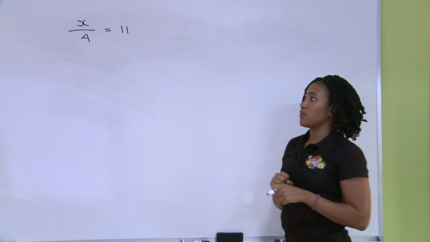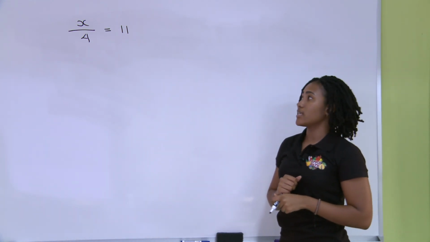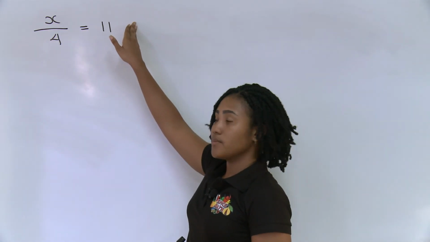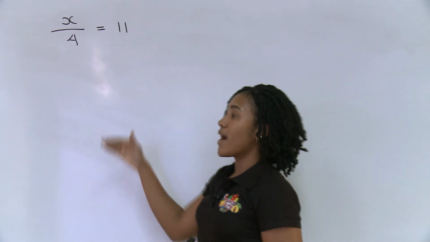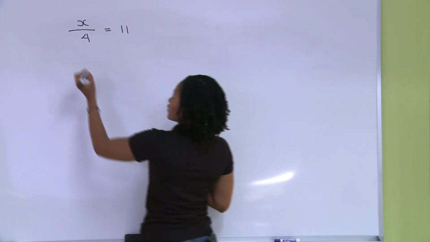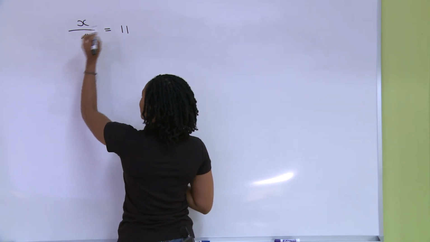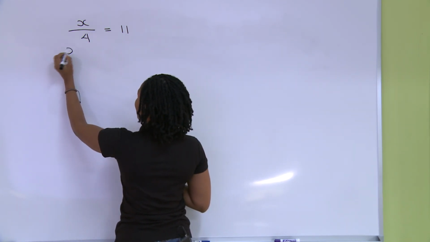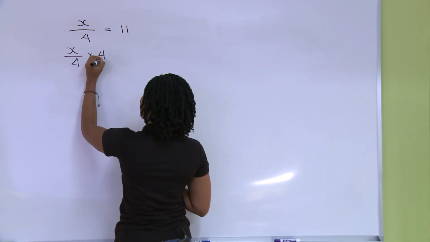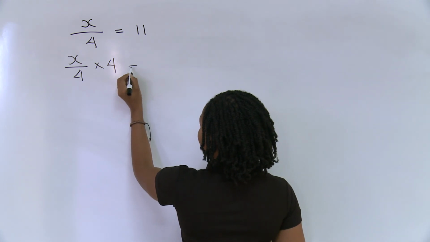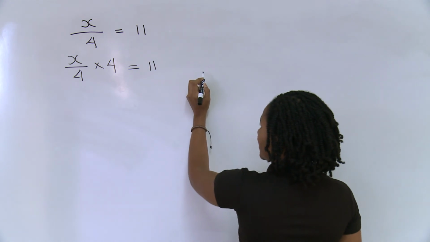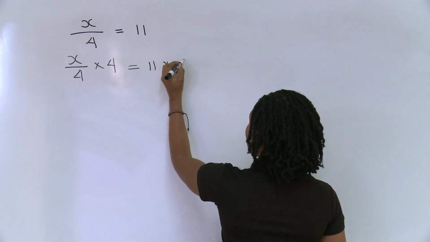Our first example is x over 4 is equal to 11. We're going to solve this equation, and we're going to do so by maintaining the balance of the equation. So the first thing we're going to do is multiply our left-hand side of the equation by 4. The second step that we're going to take is to multiply the right-hand side of the equation by 4 as well.